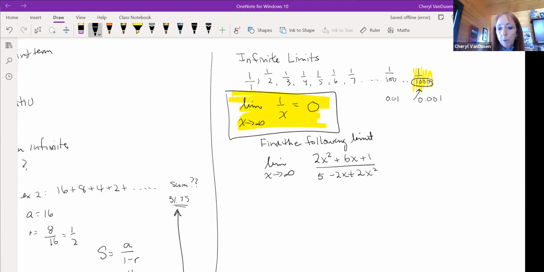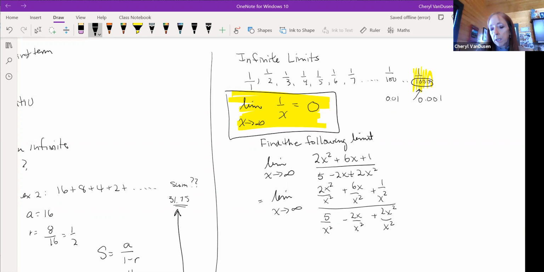So one process that you'll see outlined that kind of helps us boil down to what to do is to divide each term in the top and each term in the bottom, so we're not changing the equality of things, by the largest variable exponent that there is. In this case, it's x squared. So our next step here is going to be that we're going to divide everything by x squared. So we get 2x squared over x squared plus 6x over x squared plus 1 over x squared all over 5 over x squared minus 2x over x squared plus 2x squared over x squared.